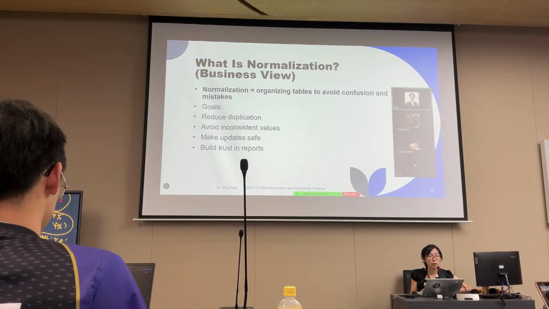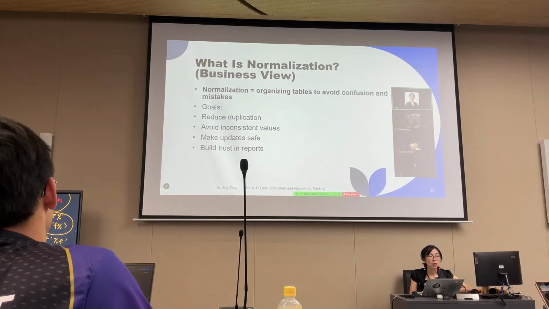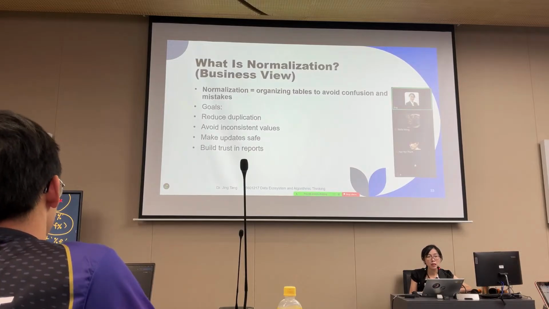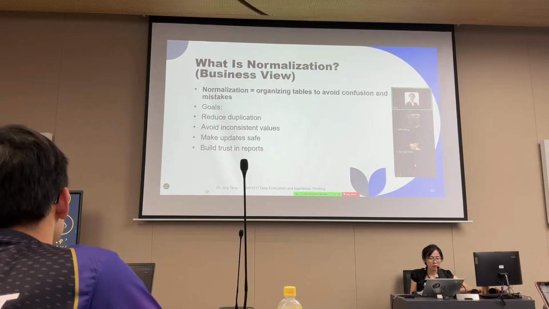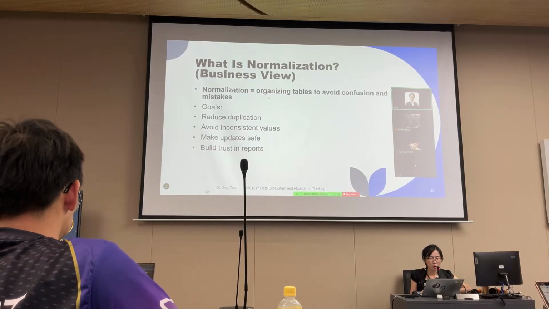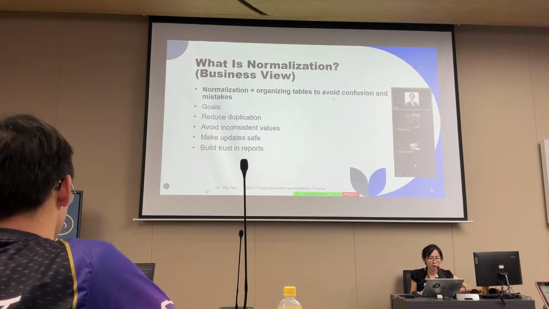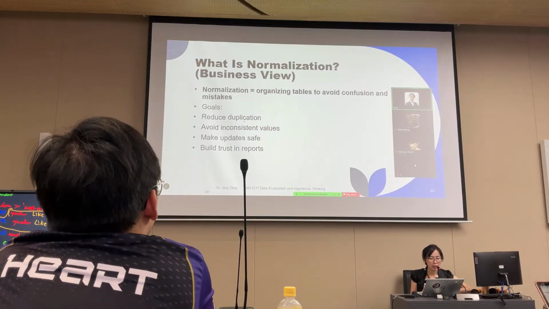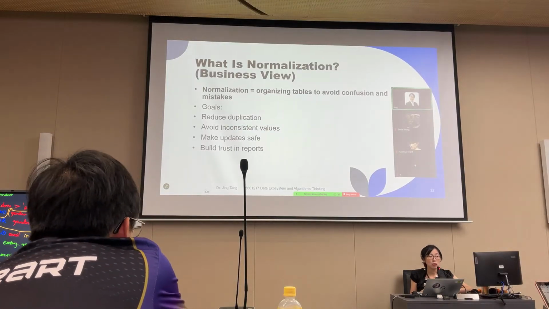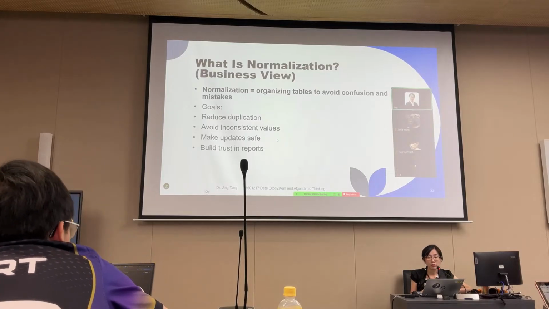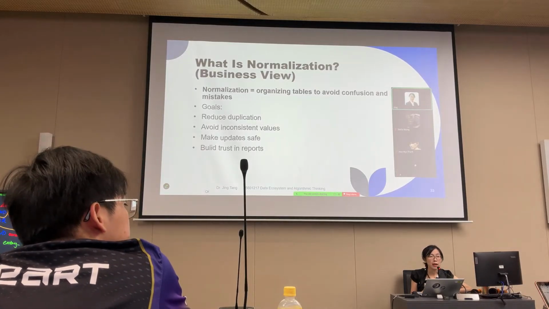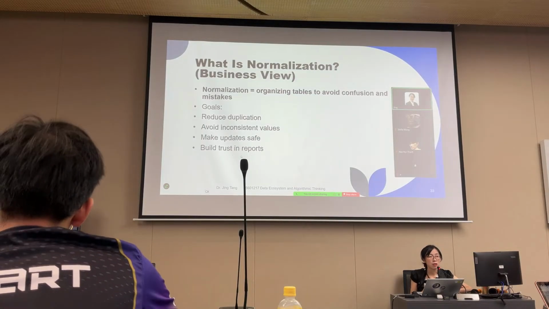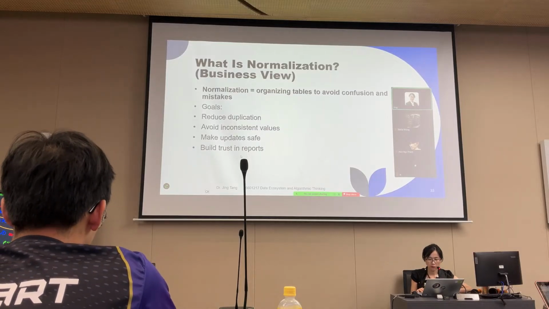So how do we reduce the structure problem? We usually perform normalization. Remember, this name is very common in databases. So if they ask you, normalization means you need to organize your tables to avoid confusion and mistakes. The goal is to reduce duplication, because with no duplication you avoid inconsistent values. Then updates will be safer, you will not have conflicts, and you will have trust in your report. So this is normalization.